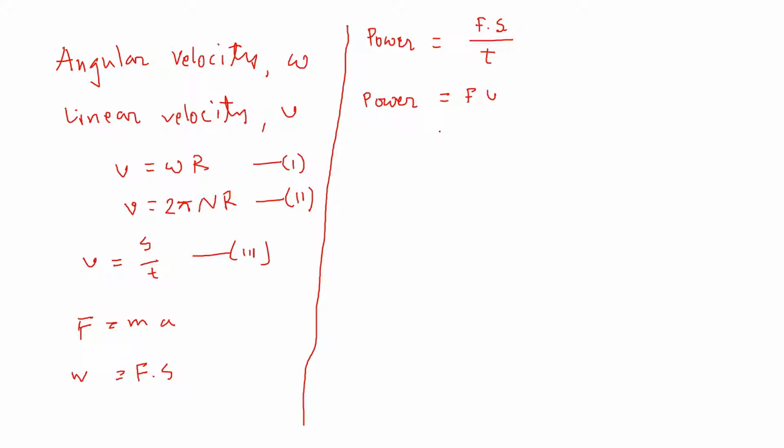Now in the US customary system, the unit can be written: power is pound, force is pound, and velocity is feet per second. We can convert this to horsepower.